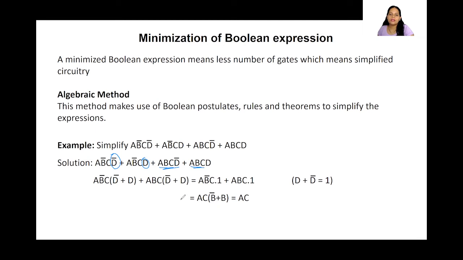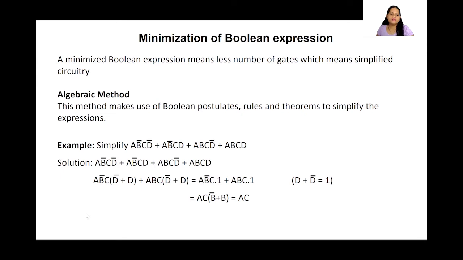Now we know that D bar plus D is nothing but 1. Okay, so this is where we are using the rules. D bar plus D is nothing but 1. So what happens, we are left with this. Now when we have this, see here, again we have AC and AC common, isn't it? So when I take this out, I'm left with B bar plus B, which is nothing but 1 again. So AC. Looks simple, isn't it? But if you know the rules, it is actually very simple.